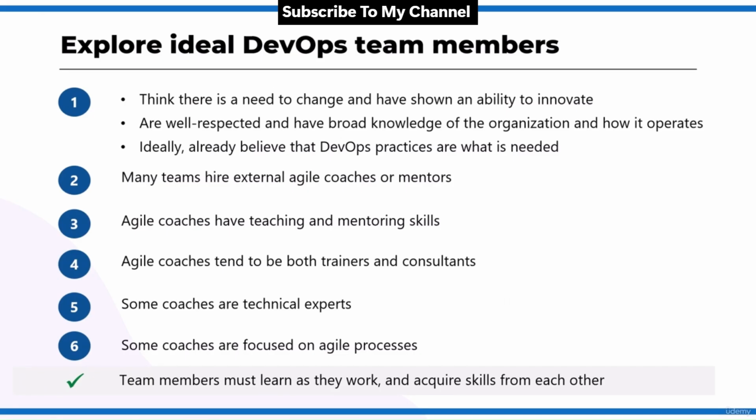For a successful DevOps transformation, the aim is to find team members with the following characteristics. First, they already think there is a need to change.